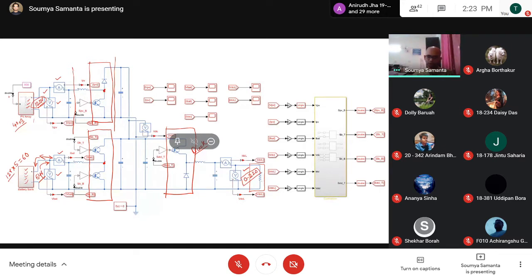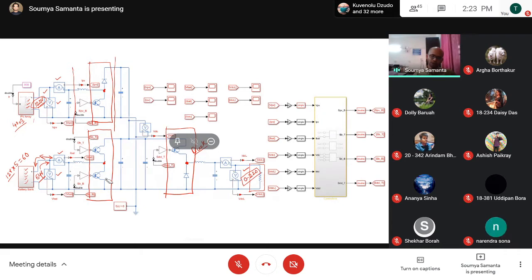You can see everywhere we are connecting the inductor at the junction. There is a particular reason, because either this switch or this switch, anyone will be on at a time. They are operating in complementary fashion. If this is on, then the other one will be off. If this is on, then the other one will be off. So in complementary fashion, they will work.